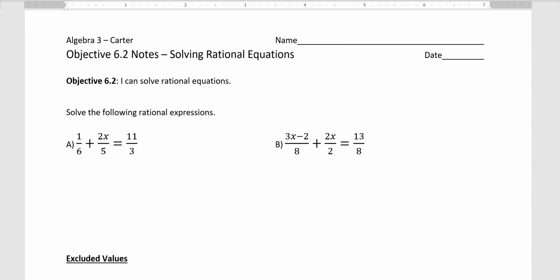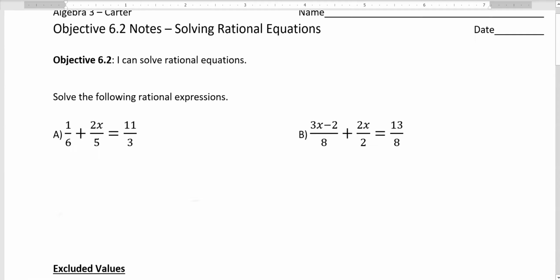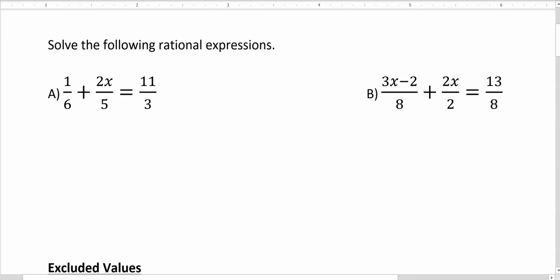Yes! Woo! And welcome to our Objective 6.2 notes. Objective 6.2 says I can solve rational equations, and that, my friends, is what we're going to do today. So what I want to do to get started is some very basic rational expressions. Remember, whenever we're adding or subtracting fractions, we need common denominators. That applies when we're solving rational expressions.